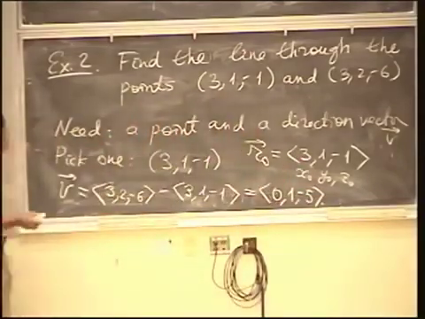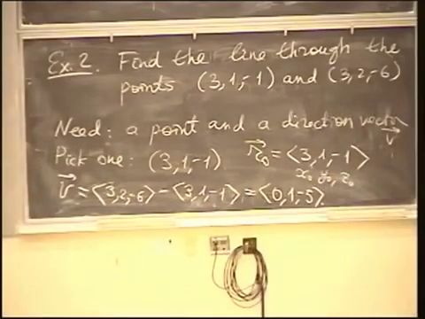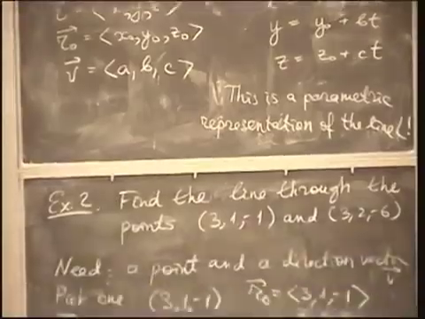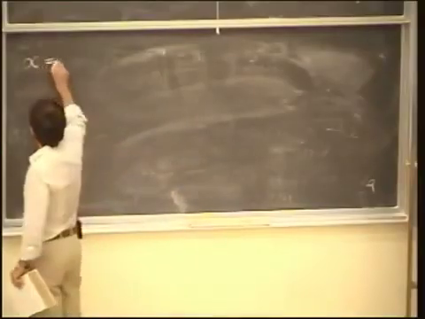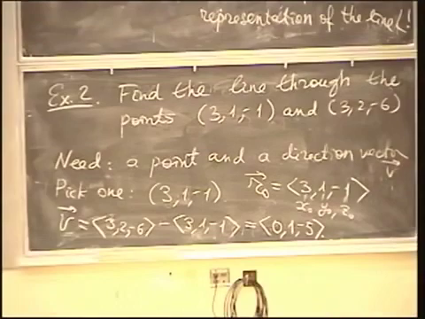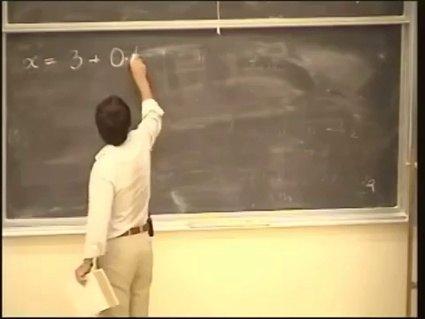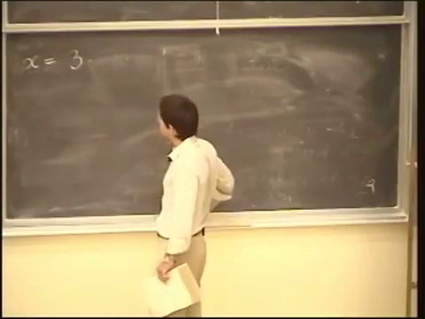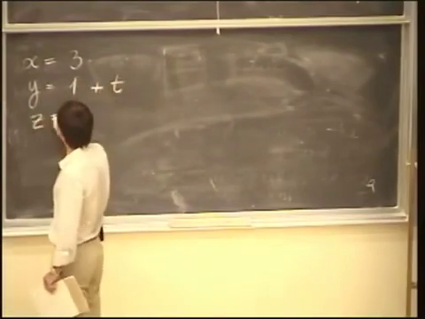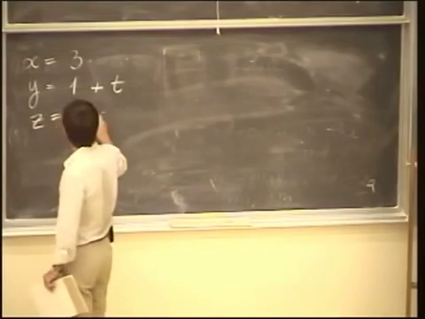So now I have found what I needed: I have found the point on this line, and I have found the direction vector. And now I just put all this data into this formula. So the end result is x is equal to, these are my x0, y0, and z0, so x is 3 plus, this is v, 0 times t, which I can just erase. Y is equal to 1 plus 1 times t. Z is equal to -1 minus 5t.